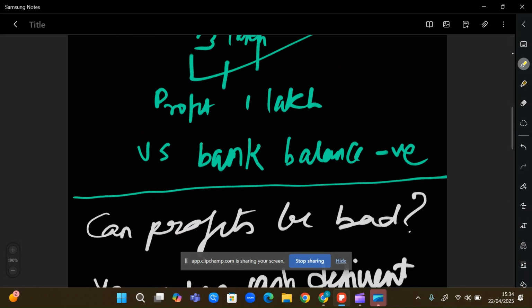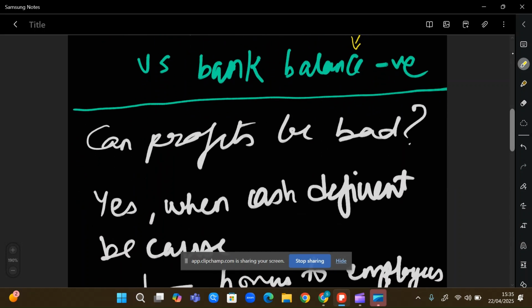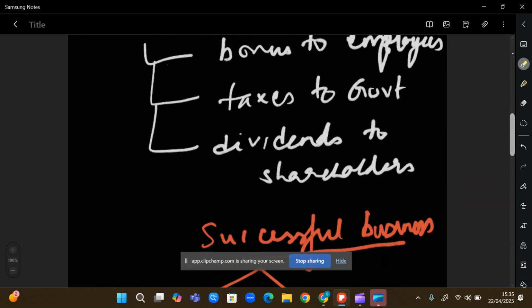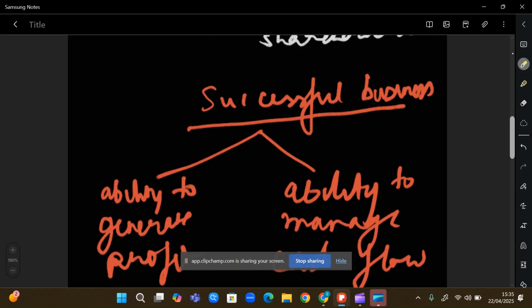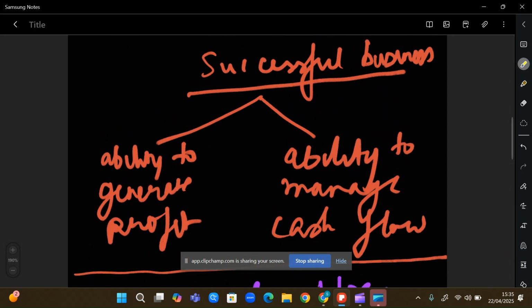So we see here there may be profit in a case of negative bank balance. Is profit bad? Yes, profit can be bad when there is a deficient bank balance because of three situations. First, you have to pay bonus to the employees when you have profit. You have to pay taxes to the government, and you have to pay dividend to the shareholders. So, a successful business should satisfy both conditions: ability to generate profit plus ability to manage the cash flows.